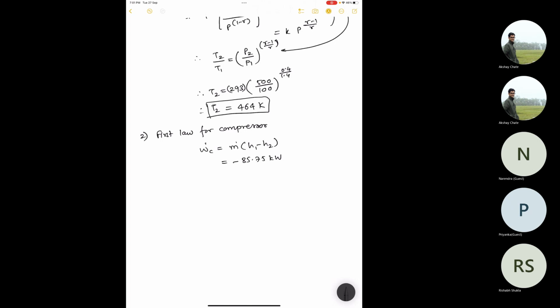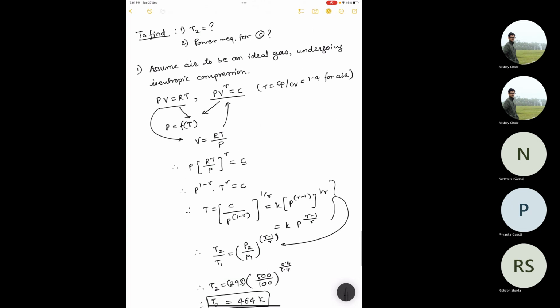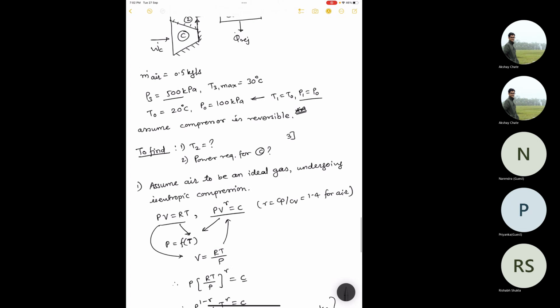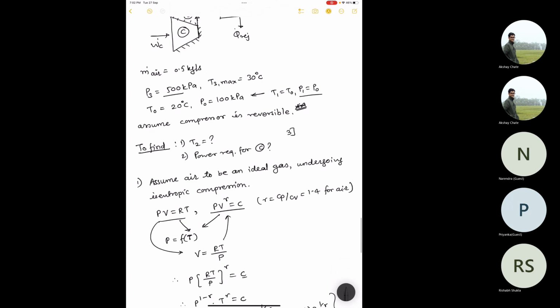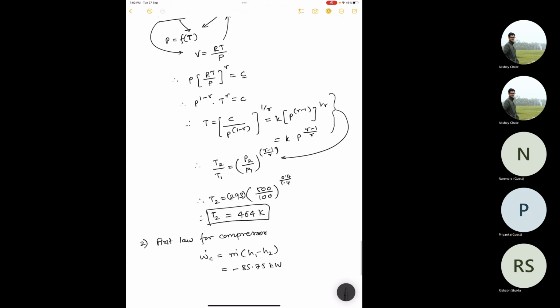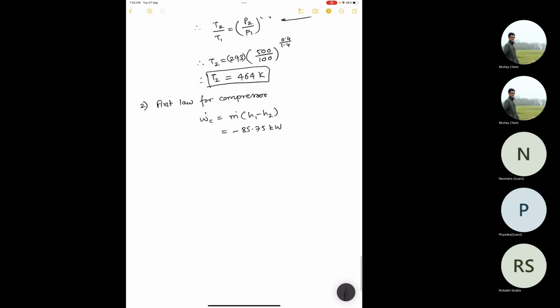Actually, one more part of the question is there. You need to find the heat rejected from the cooler also. But again, this is again the energy balance only. What I would have given more to this question is entropy balance.